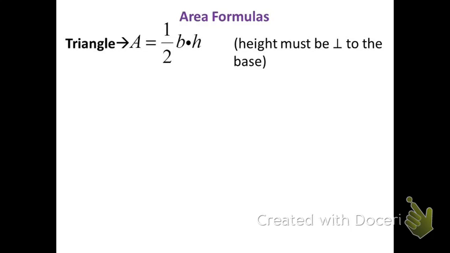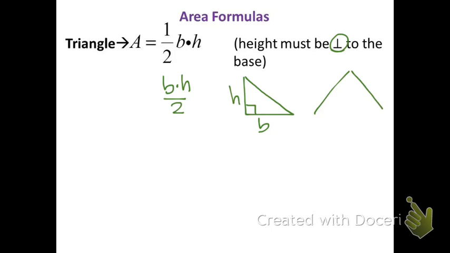We have 3 different area formulas today. The first one is the area of a triangle, and it's half your base times your height, or you could take your base times height divided by 2, and it's important that the height must be perpendicular to the base. If we have a right triangle, then we can see that the base and the height are already perpendicular, so that's how we would label those. But if you have a triangle that is not a right triangle, then we would have to find that height so that it was perpendicular to the base.